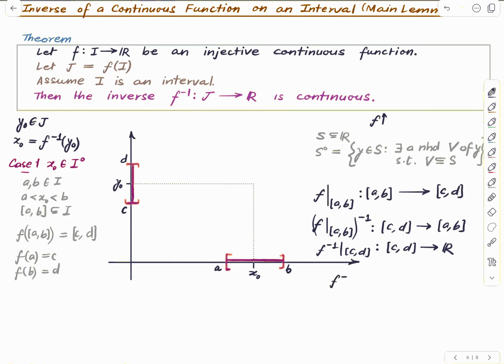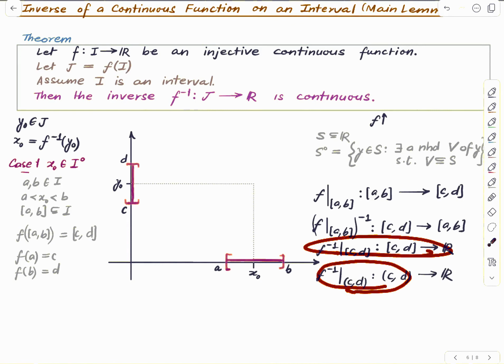The inverse restricted to the open interval c comma d is continuous. Since this is continuous, this is of course continuous. It is just the restriction of a continuous function. So f inverse is continuous in a neighborhood around y0, and therefore the function f inverse is continuous at y0. Continuity is a local property.